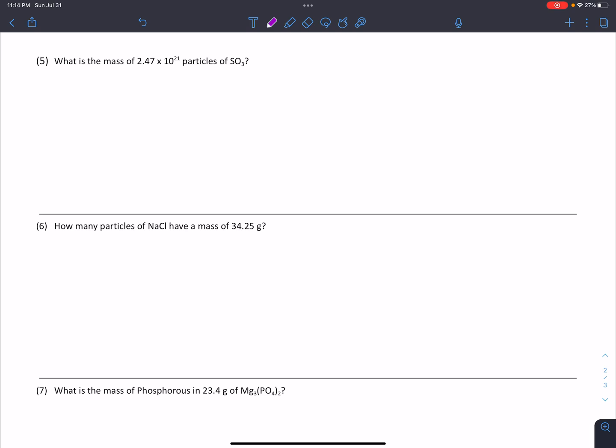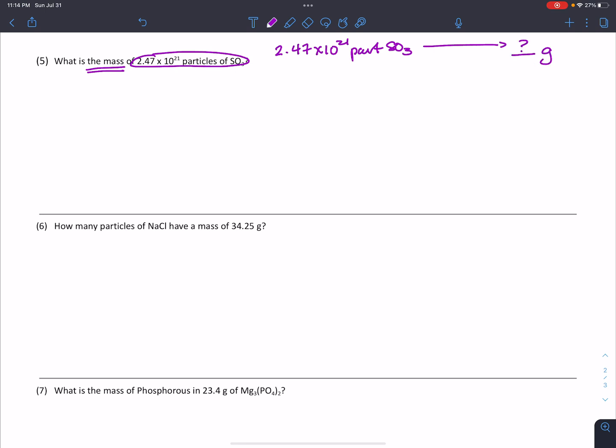So let's look at numbers 5 and 6. Number 5 says, what is the mass of 2.47 times 10 to the 21st particles of SO3? So we've been given particles of SO3 and asked for the mass. If we think about it in terms of a map, we have 2.47 times 10 to the 21st particles of SO3, and we're asked to determine what is the mass of that amount of substance? We haven't learned any conversion factors that let us go directly from particles to moles, so there's no one step that we can make here.